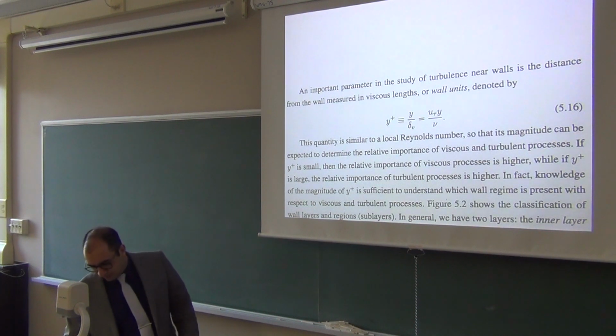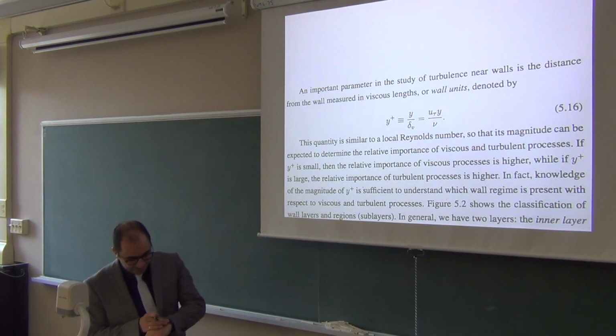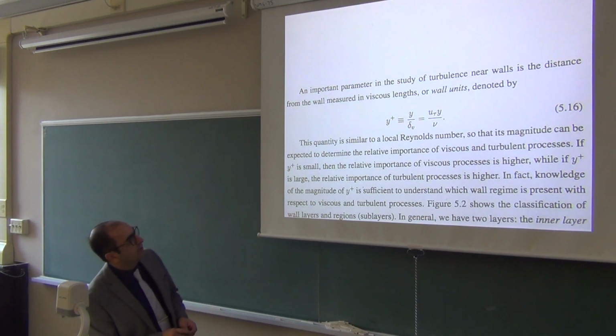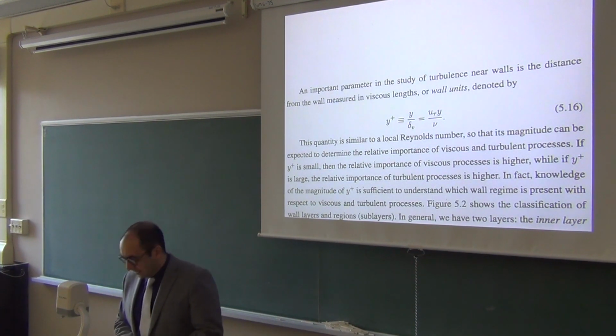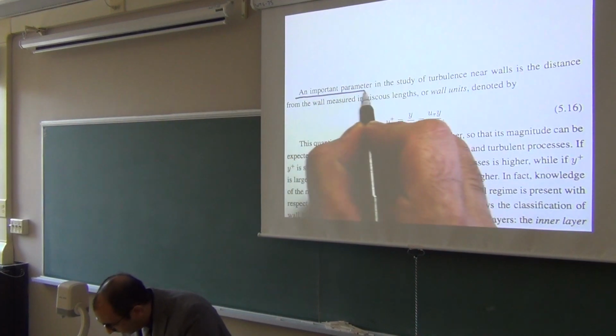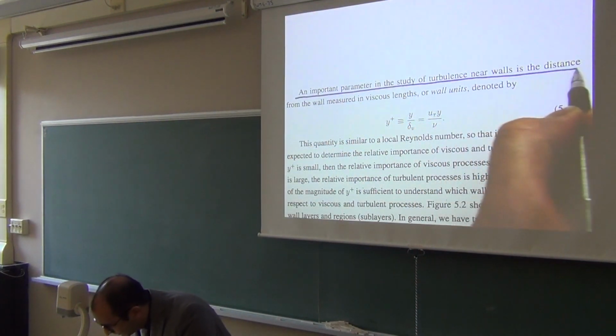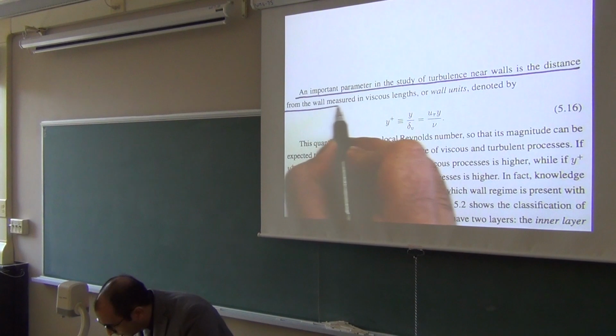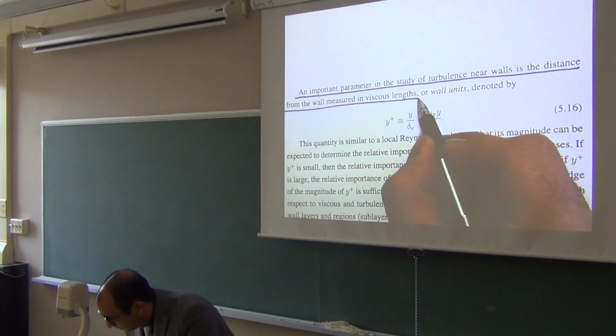The next normalization quantity is called y plus, and I'm going to define it here for you. An important parameter in the study of turbulence near walls is the distance from the wall measured in viscous lengths, or wall units.